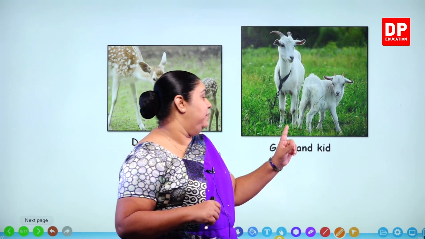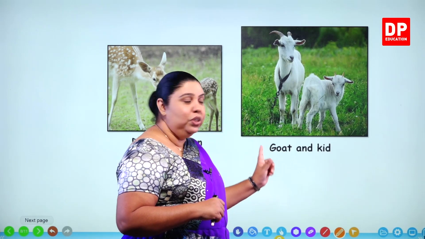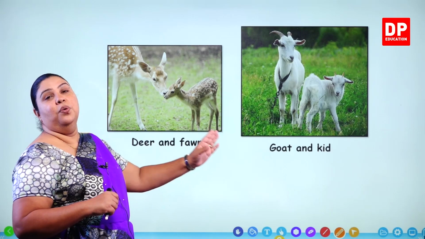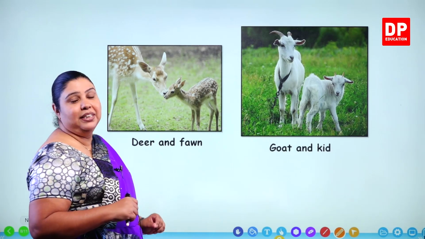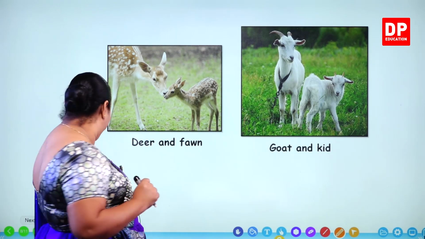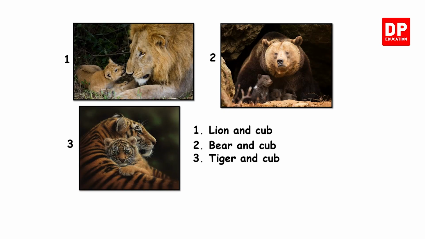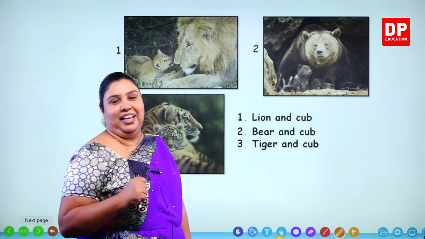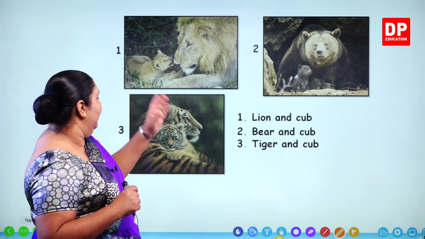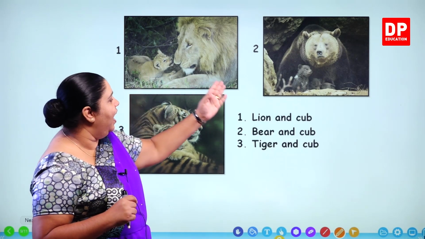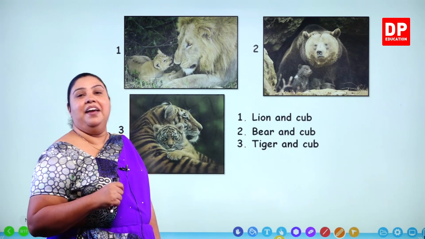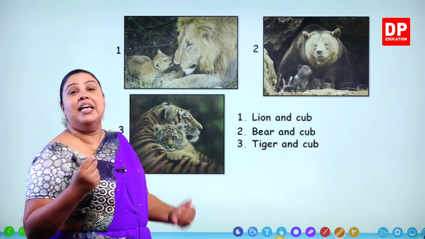The baby's name is kid. Goat and the kid. Right? Deer and fawn, goat and kid. I hope you can see the pictures and that you will remember them as well. Right. Then we have another three pictures. Who are they? We have the lion, the bear and the tiger. They also have babies and we need to learn their names as well.